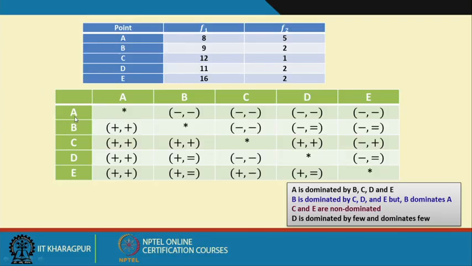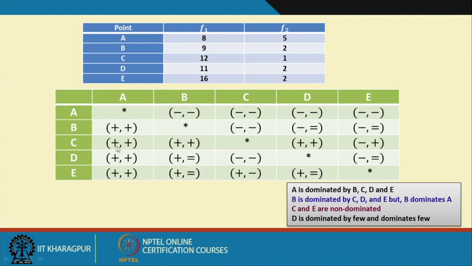Now, if we are having 4 options instead of A, B, C, D, E, 5 options, but if we have 4 objectives, then we will have a tuple of having 4 elements together. That is why with plus, minus and equality, we can put all together in front of us. And from here, we can summarize that A is dominated by B, C, D, E, because all are having minus.